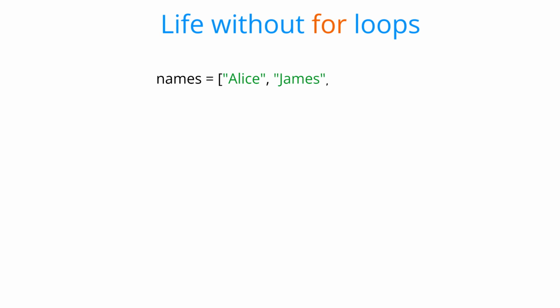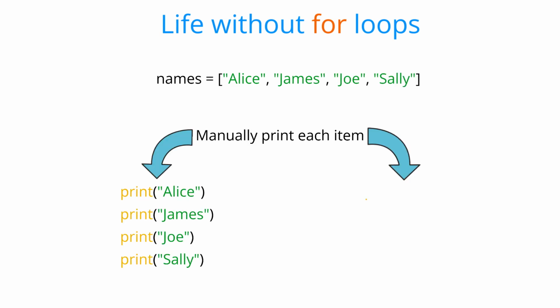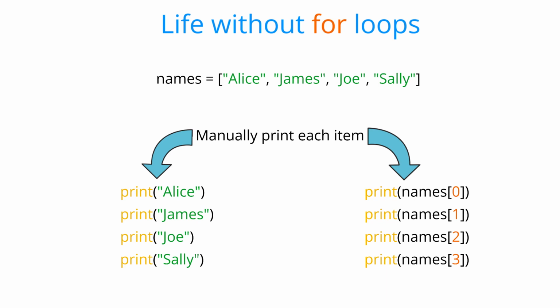Imagine you have a list of names and you want to perform the same action on each name. Without a loop, you'd have to write the same line of code over and over again, once for each item. That's not only repetitive, it's fragile. If your list changes, your code breaks. A for loop solves this by automating the repetition. It lets you say, for each item in this collection, do this thing. It's efficient, it's clear, and once you get the hang of it, it's one of the most natural ways to work with data in Python.